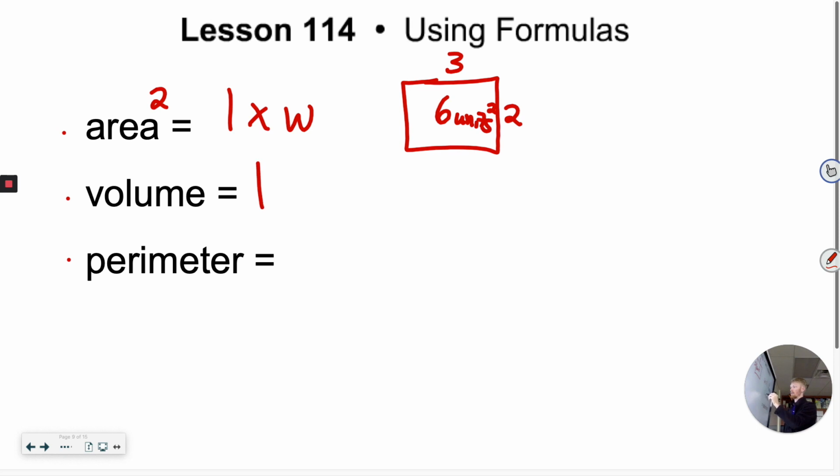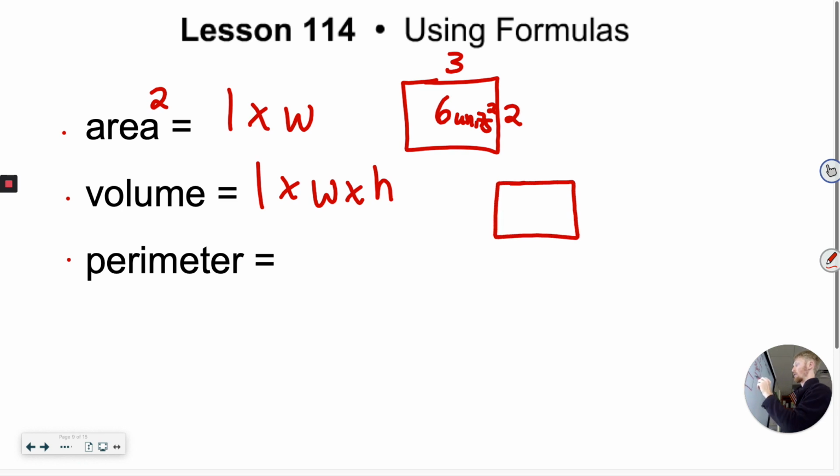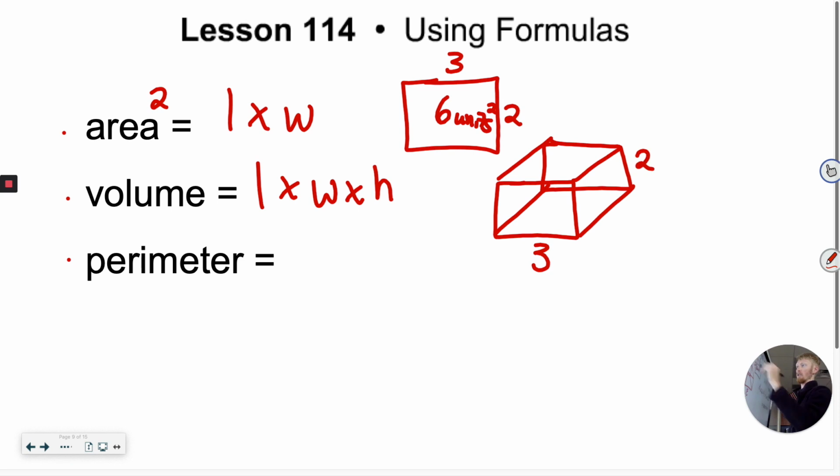Volume would be length times width times height. 3 dimensions. So instead of a rectangle, if I would have something like a 3-dimensional shape, looks maybe something like this. All right, my 3-dimensional shape then, let's stick with the same numbers. I have 3, and this one on the side here is a 2, and then this one here, let's call it a 4. So to find the volume, I would multiply all 3 of those numbers together.